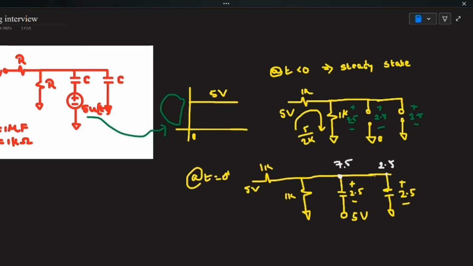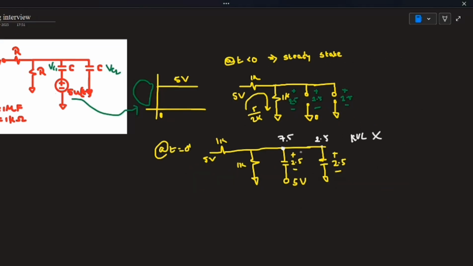So here the KVL itself is violated, but the capacitor has a property that it cannot instantaneously change its voltage. So here we have a contradiction. The capacitor can't change its voltage, and the total voltage here is 7.5, and at the same node we have 2.5. So both are contradicting each other.